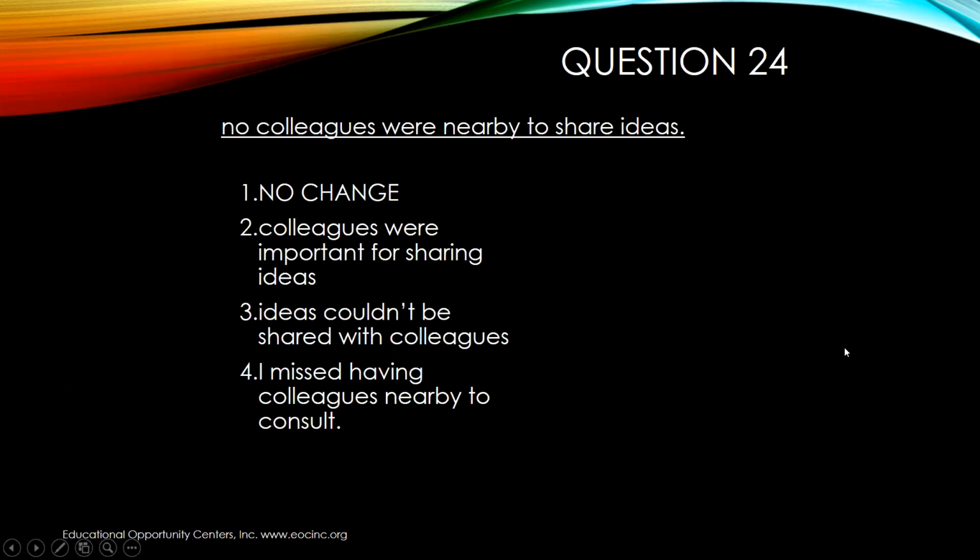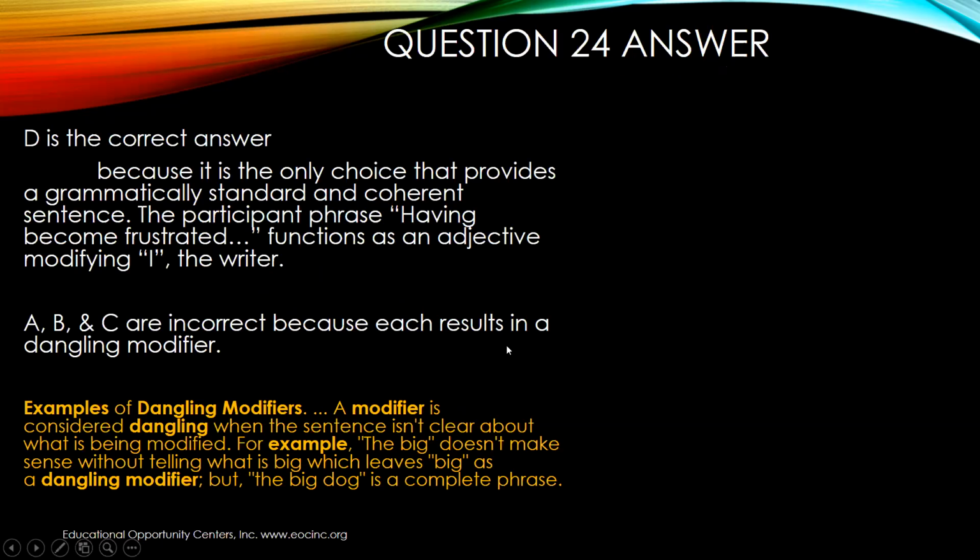Having become frustrated trying to solve difficult problems, comma, no colleagues were nearby to share ideas, period. And then sometimes it helps to read that sentence and plug in the choices to see what makes sense if you're not sure. We have a C and an A, and Nicole is having some issues. She keeps cutting out, she said. Correct answer here is D.